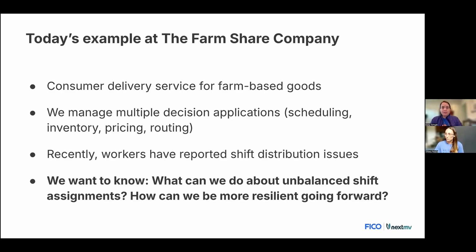So recently, I've been receiving some feedback that workers are seeing uneven shift distribution. Some of them are getting 5, 6, 7 shifts. Others are getting none. This is a problem because I care about making sure that we minimize worker churn. The cost of losing somebody and having to rehire is something that we are careful about from a business perspective. So I'm coming to Tiff today because I want to know what we can do about these unbalanced shift assignments, and how we can be more resilient going forward. So with that, I'm going to hand it over to Tiff to walk us through how we do that.